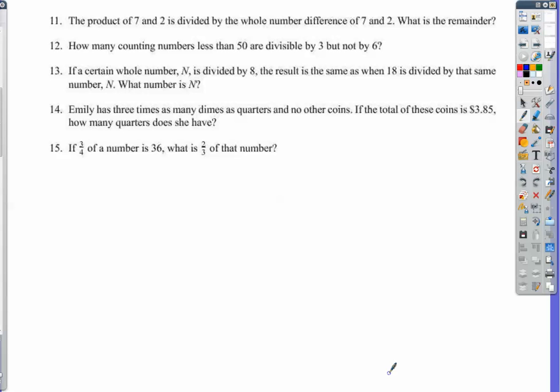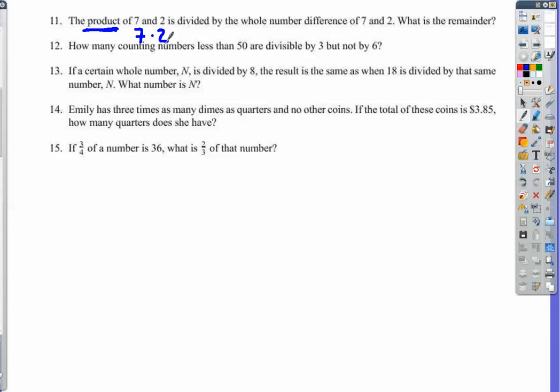If I take a look at number 11, the product of 7 and 2 is divided by the whole number difference of 7 and 2. What is the remainder? So a couple words of vocabulary that we need to know. First, product. Product means an answer to a multiplication problem. So this means that we're going to be doing 7 times 2.